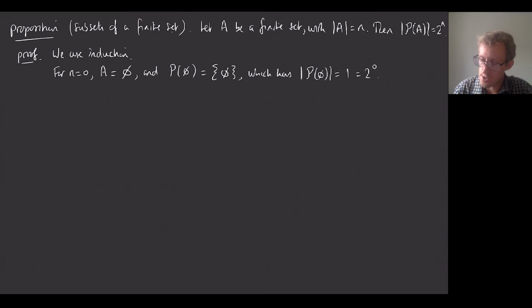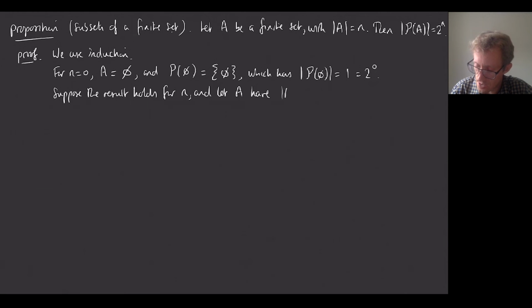Okay, so then we're going to suppose that it holds for n. So we'll say, suppose the result holds for n. And then we're going to consider a set that has cardinality n plus 1 and try and show that it holds for that. And so then we're going to let A have cardinality n plus 1. So we want to try and show that the cardinality of the power set of A is 2 to the n plus 1. Okay.